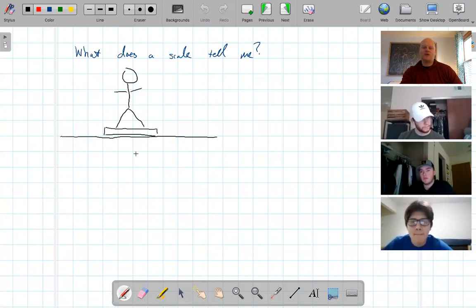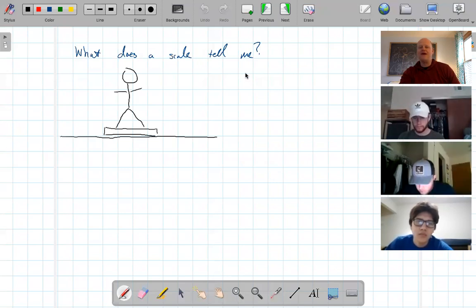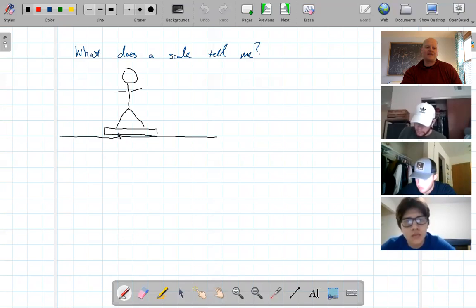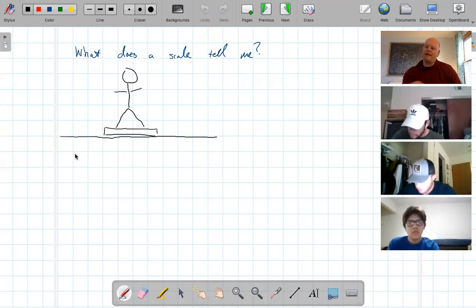So good. Let's do a couple quick examples. My first question to you is, when I'm standing on top of the scale, let's say I'm standing on my scale in my bathroom and I'm trying not to look at the number on my scale because I usually don't like what the number tells me, what does that number represent? When I stand on top of my scale and I look down and read a number, what does that number mean? What is it telling me?